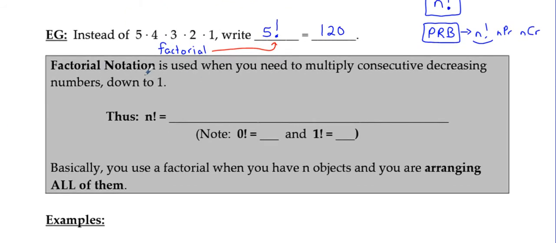So factorial notation is used when you need to multiply consecutive decreasing numbers down to 1. So n factorial is n times the next number down, which is n minus 1, times the next number down, which is n minus 2, times the next number down, all the way down to 1.